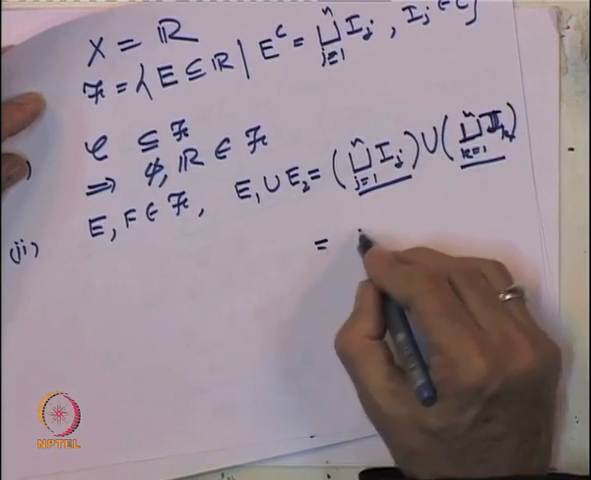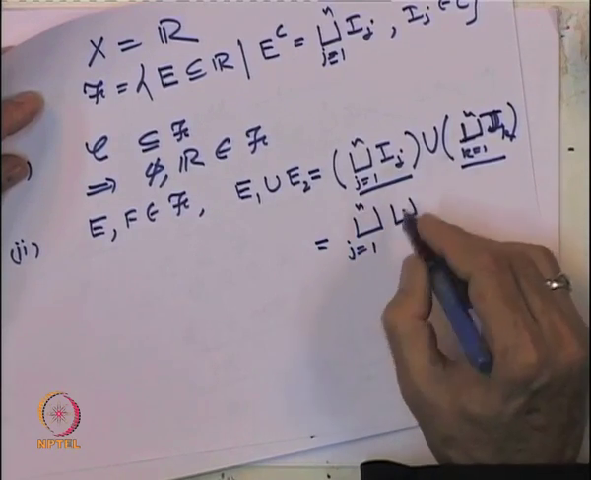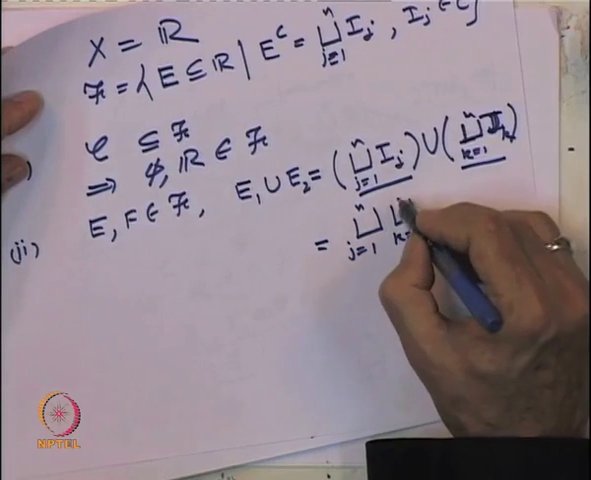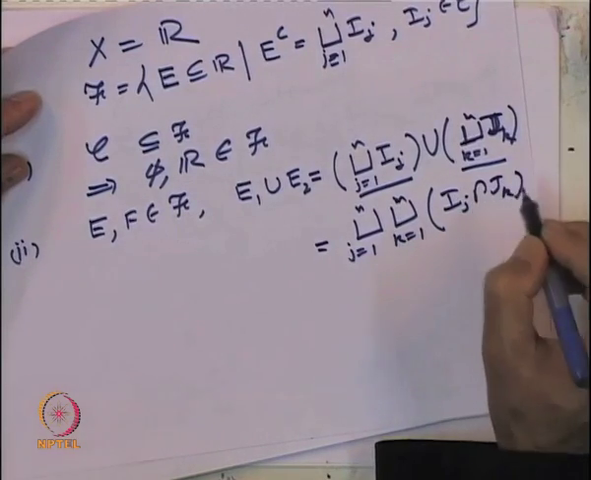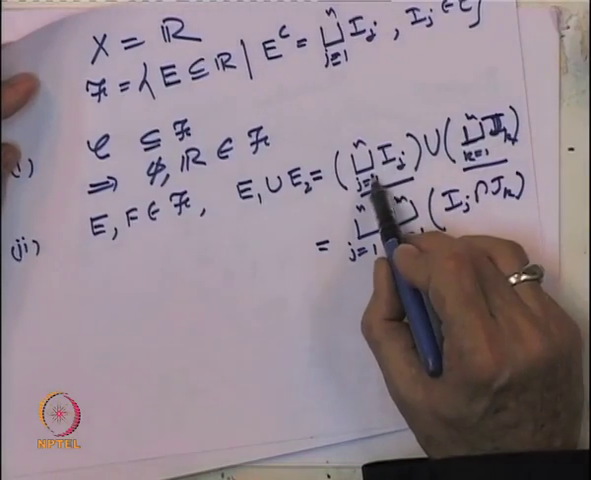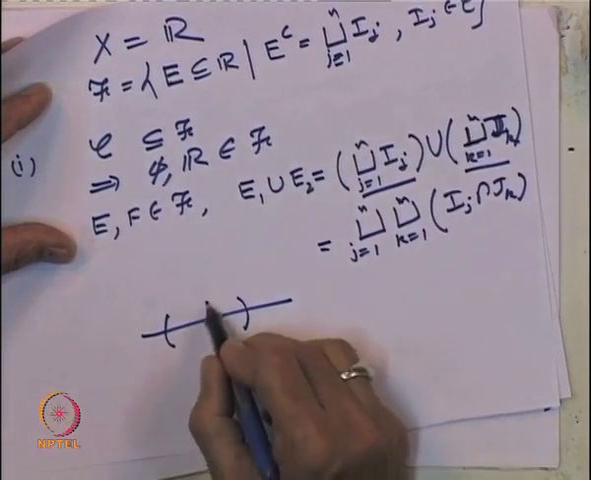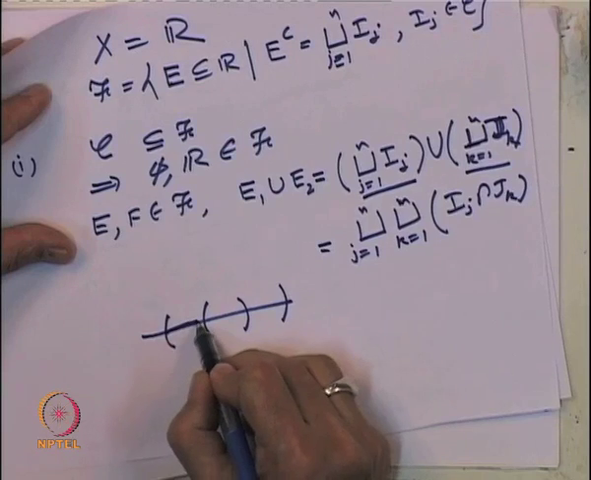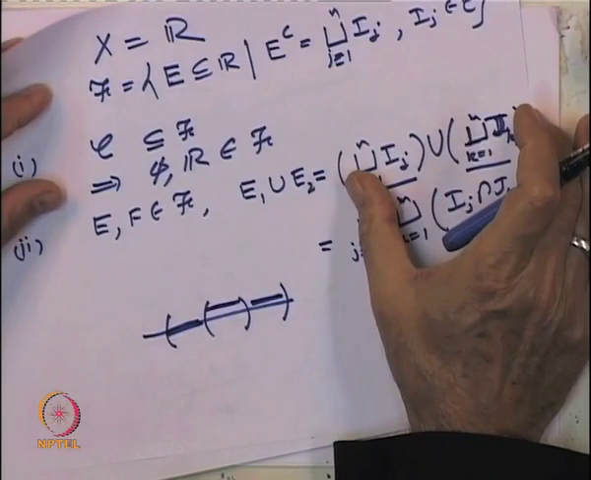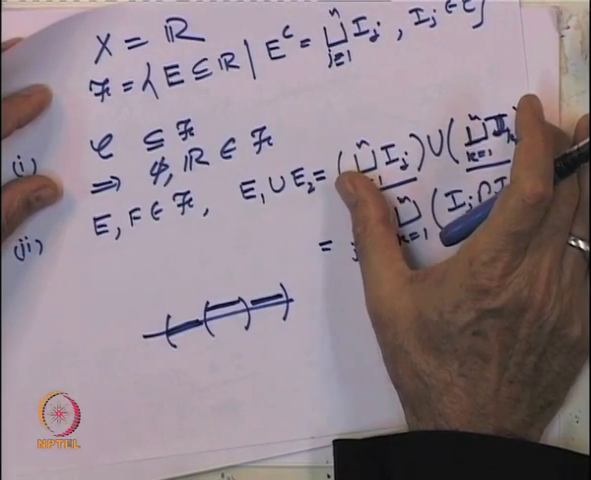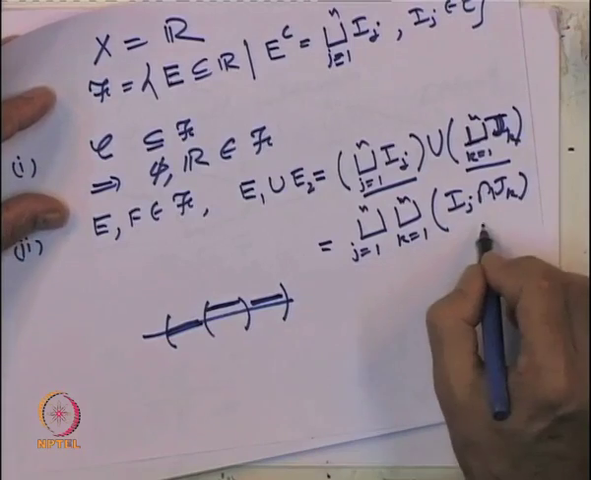I can write this as a union over j equal to 1 to n, union over k equal to 1 to m of I j intersection I j k. So, what I am doing is I am intersecting. The basic property is if two intervals are not disjoint, then I can write them as a union of disjoint pieces. So, this collection of intervals is a union of intervals which may be overlapping, but I can intersect one with another and write this as a disjoint union.